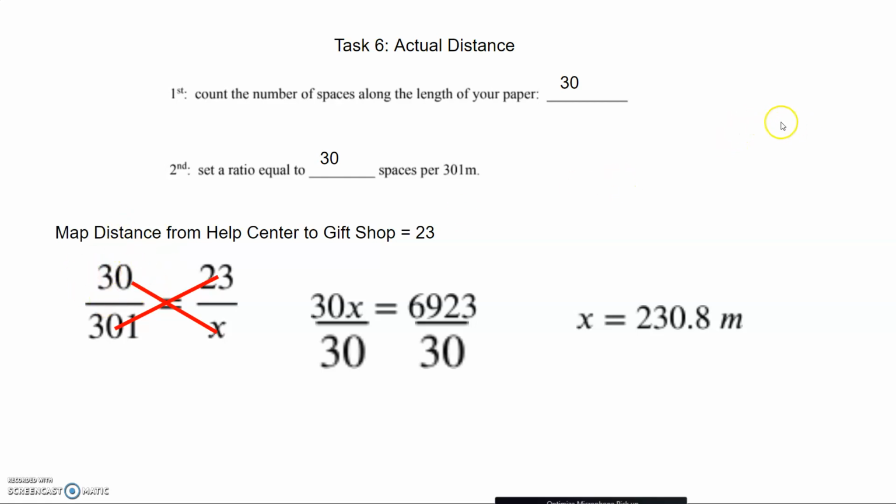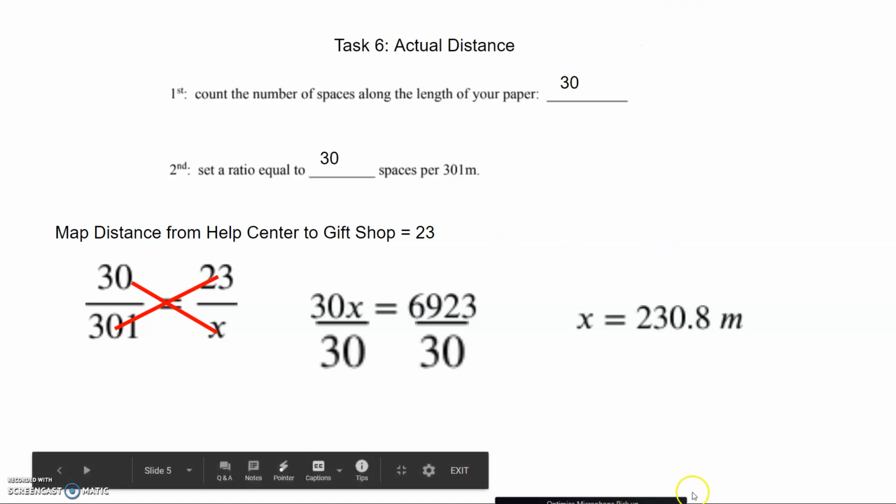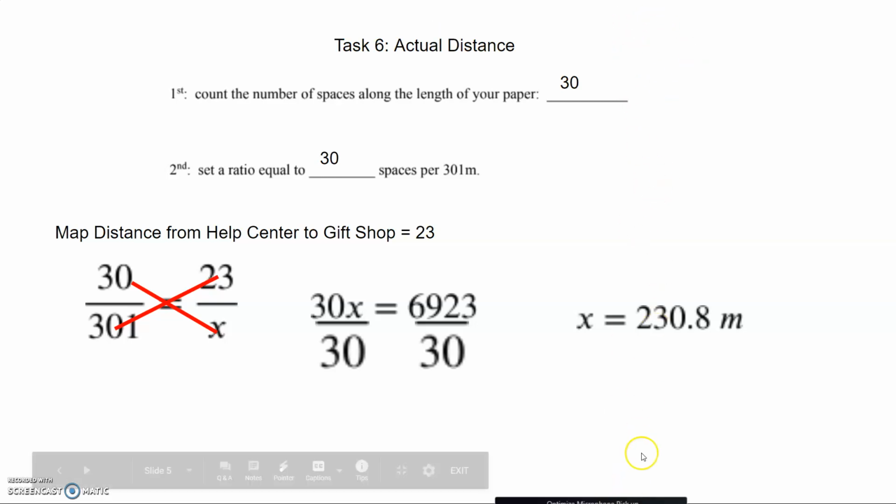If you're using one of the digital tools like GeoGebra or Desmos, just use that range of values along your Y. So the biggest Y value versus the smallest, and just count that distance.